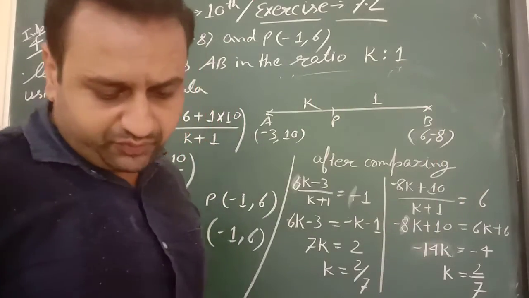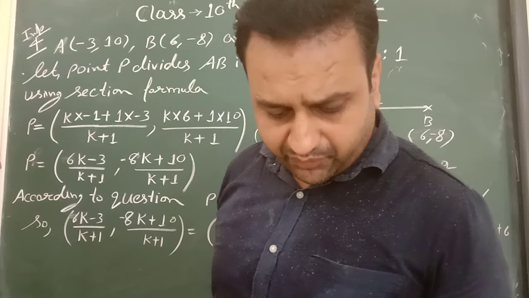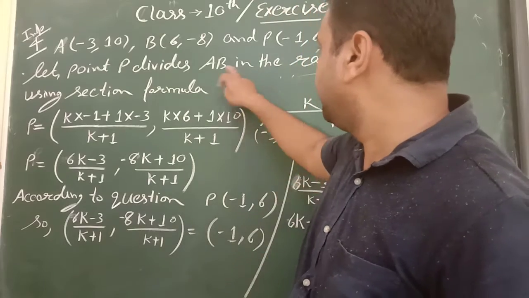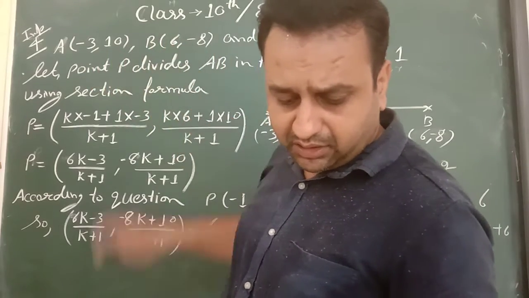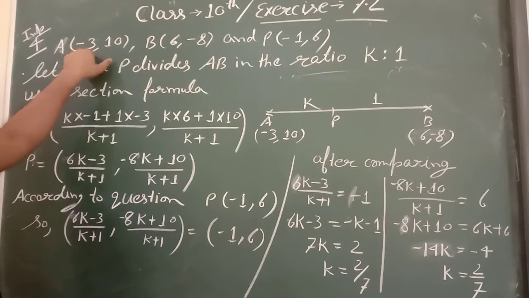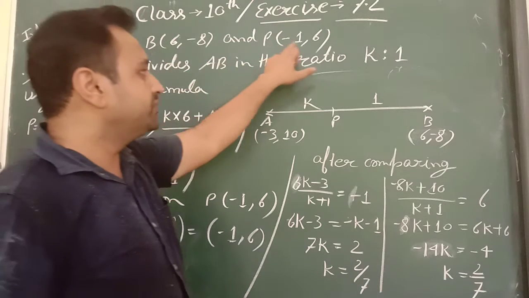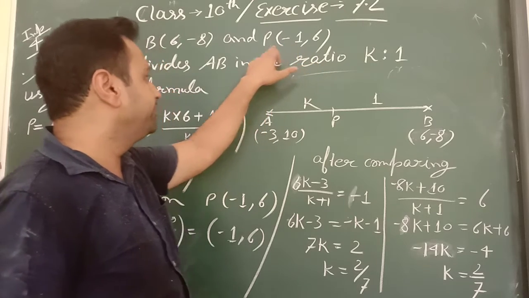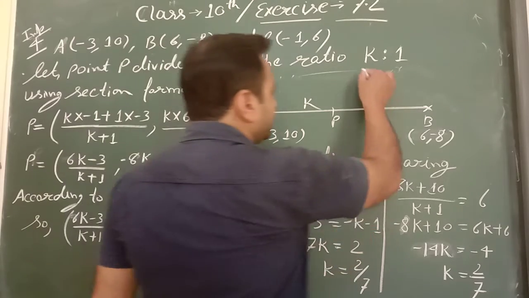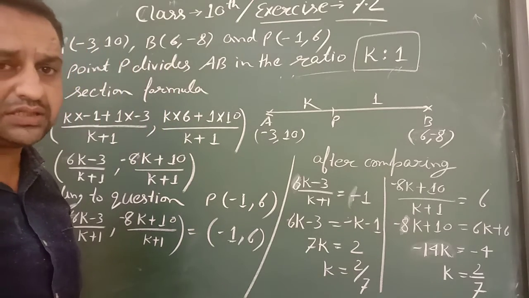Now we start question number 4. It is an important question. Find the ratio in which the line segment joining the points (-3, 10) and (6, -8) is divided by (-1, 6). Firstly, (-3, 10) we suppose is point A, (6, -8) is point B, and (-1, 6) is point P. Let point P divide AB in the ratio K/1. Note down, if we have to find the ratio, then we always let the ratio be K/1.